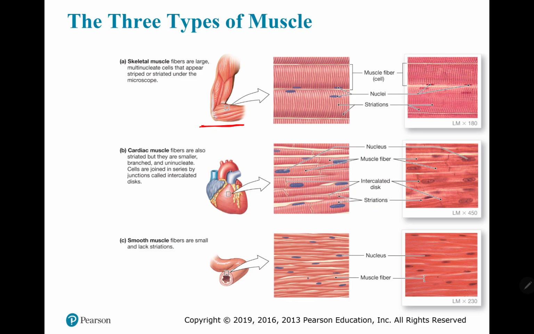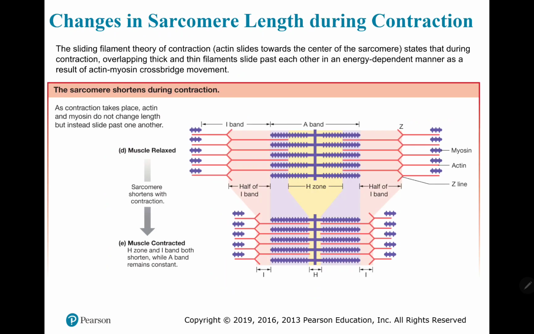And then we have smooth muscles, and these smooth muscles are going to be small. They're not going to be striated under a microscope, as you can clearly see in the image, right? But you're going to find these lining your internal organs, like your blood vessels, your digestive tract, things like that, okay? And I mentioned earlier, skeletal muscles you have conscious control over. Cardiac and smooth muscles, you don't have conscious control over them, right?